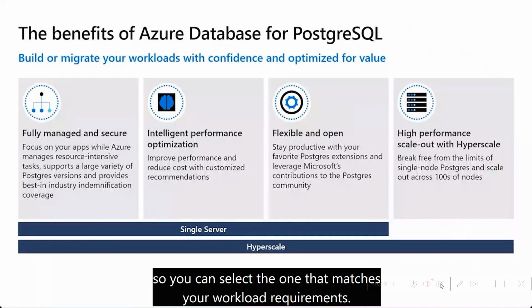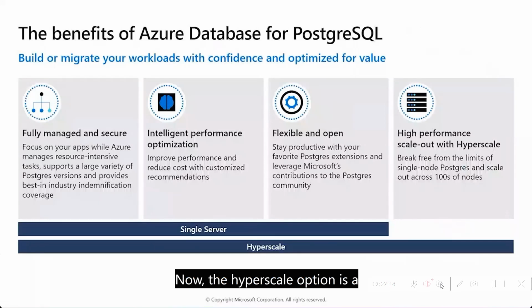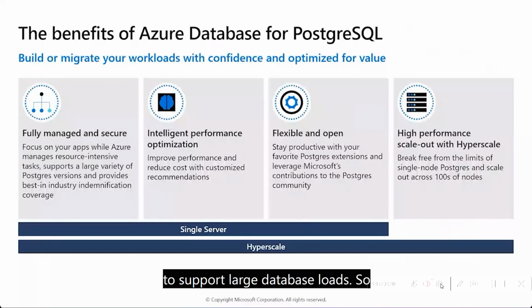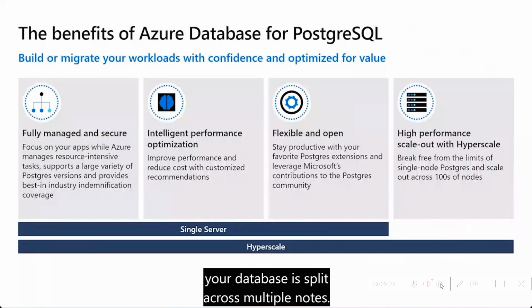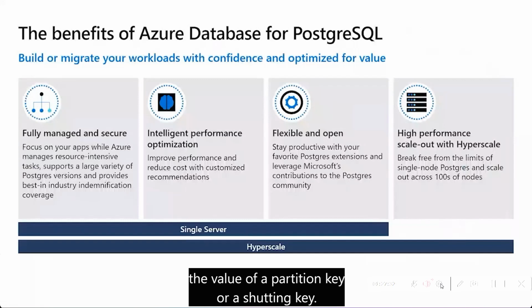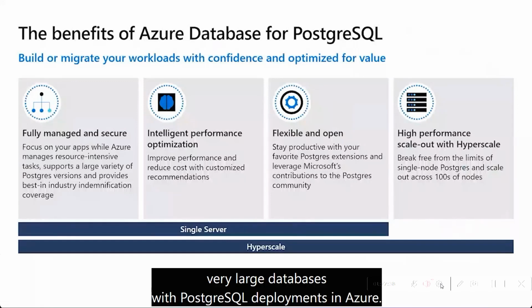Now, the hyperscale option is a deployment option that scales queries across multiple server nodes to support large database loads. So your database is split across multiple nodes. The data is split into chunks based on the value of a partition key or a sharding key. You should consider using the hyperscale option for very large PostgreSQL deployments in Azure.